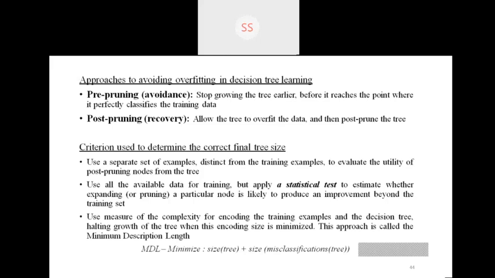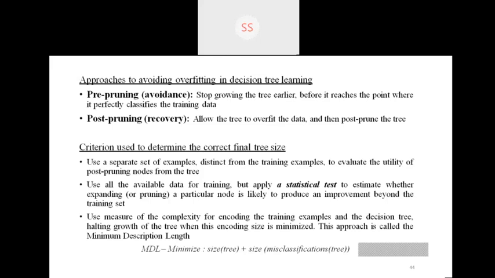Use all the available data for training, but apply a statistical test to estimate whether expanding a particular node is likely to produce an improvement beyond the training set or not. Right? You use all the available training data, but apply a statistical test to estimate whether expanding a particular node is likely to produce an improvement beyond the training set or not.